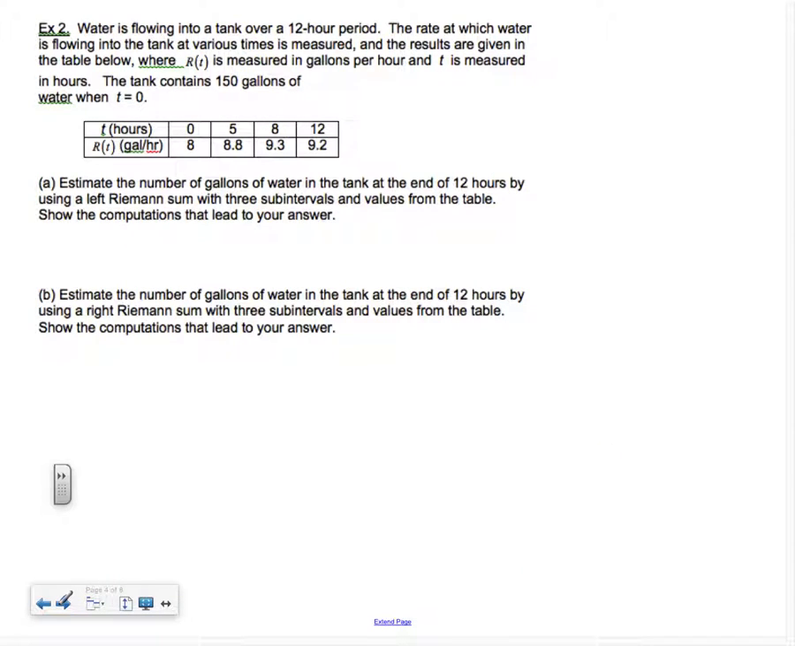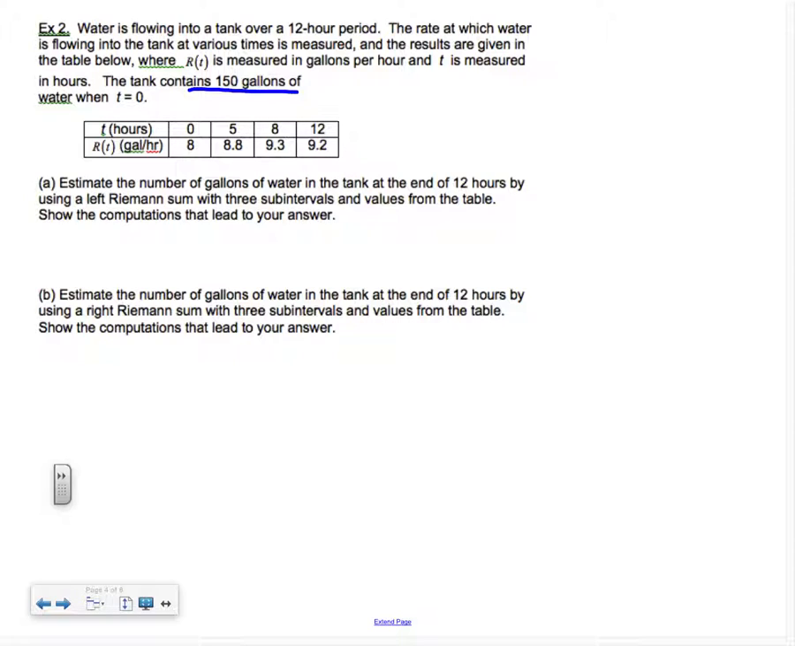All right, so this example is an old AP problem. It says water is flowing into a tank over a 12-hour period. The rate at which the water is flowing into the tank at various times is measured, and the results are given in the table below, where R of T is measured in gallons per hour, and T is measured in hours. The tank contains 150 gallons of water.